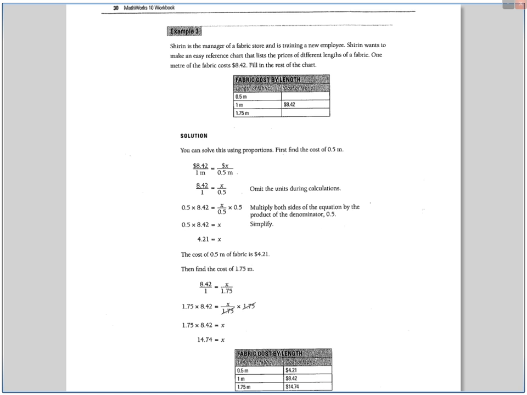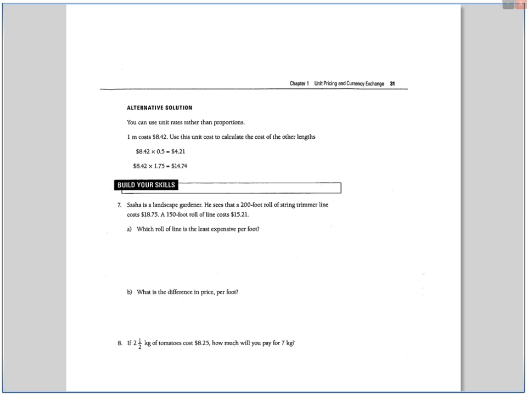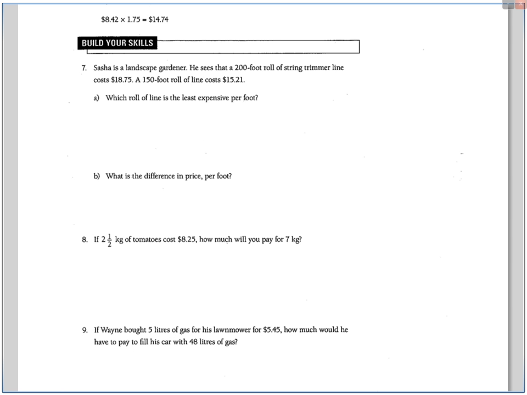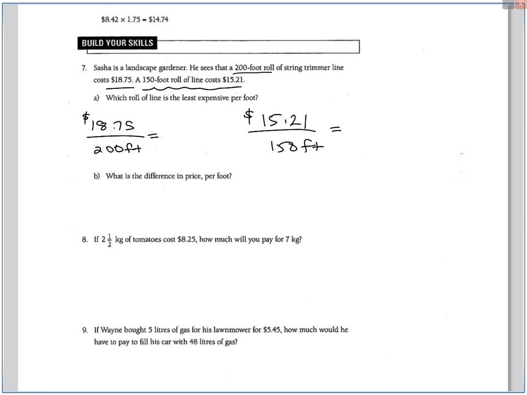Alright, so moving on here. This looks like more of the same stuff. So let's try this one together. Yeah, these questions are identical. So Sasha, landscape gardener. So 200-foot roll for this much money. It's always dollars on top, divided by the unit. And this one here, $15.21 for the 150 feet. So let's just calculate the price per foot.